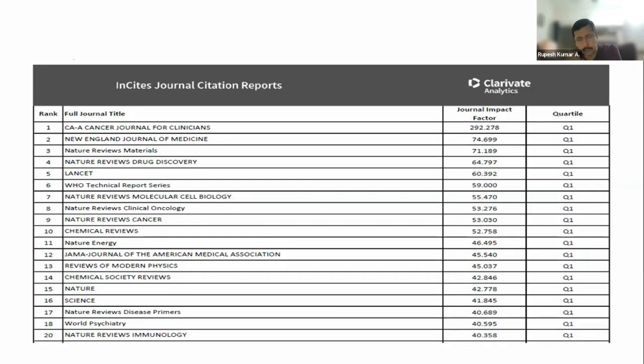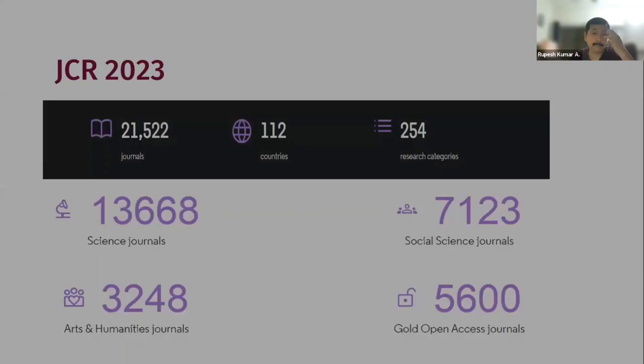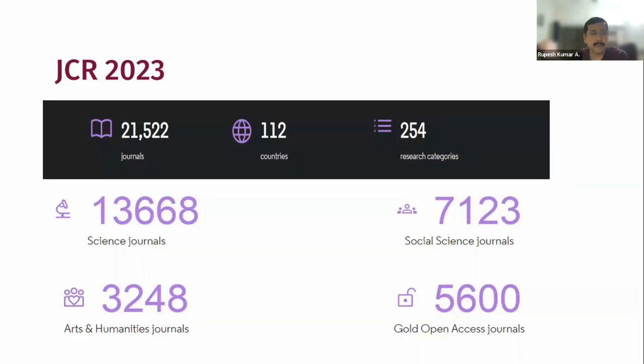Similar to this is Scopus. Scopus also classifies the journals into 4 quartiles: Q1, Q2, Q3, Q4. Okay, Q4 are the lowest, Q1 is the highest. Top 25. So Journal Citation Report 2023 has listed 21,522 journals from 112 countries under 254 research categories, meaning subject areas. Broadly, 13,600 science journals, 7,000 social science journals, arts and humanities, 3,200.